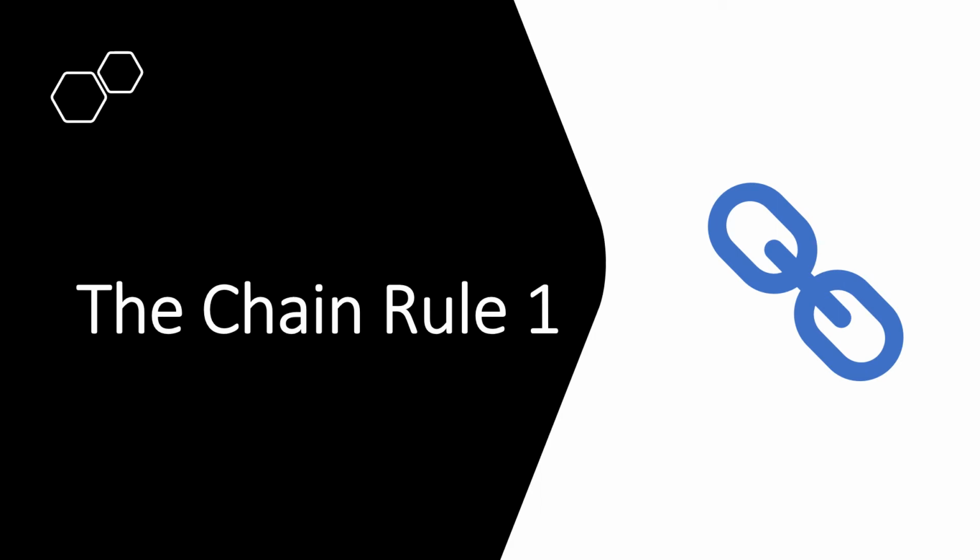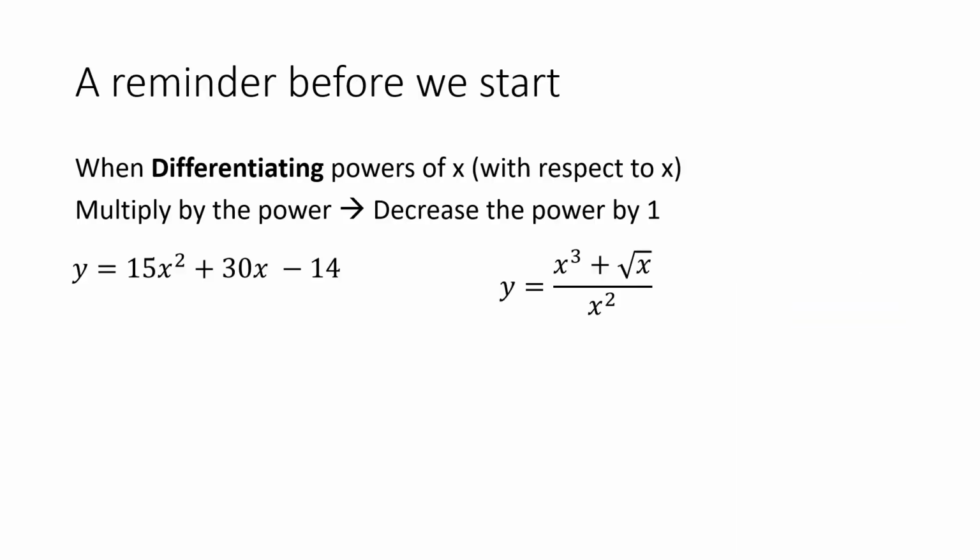Okay, folks, this is the last topic, I think, for the year. It's a big old one, differentiation, and we're starting with the chain rule. So obviously we've done differentiation a lot in the previous year, and we've exclusively differentiated powers of x. And we've used this rule, that you multiply by the power and that you decrease the power by 1.